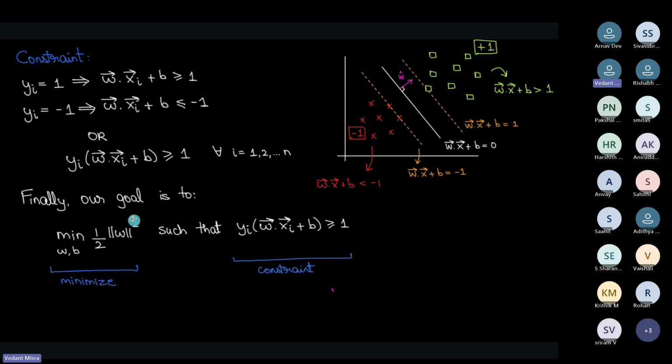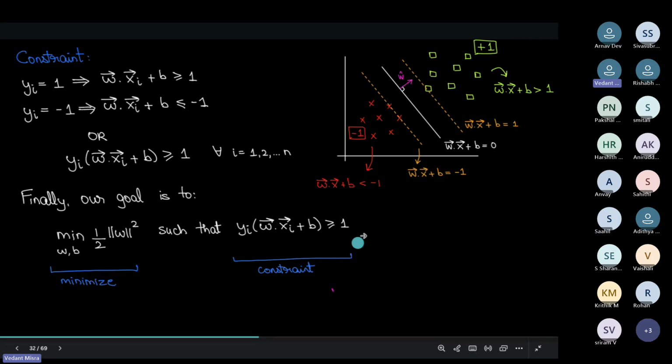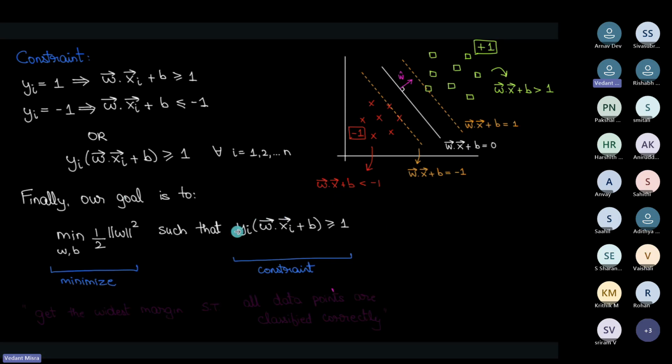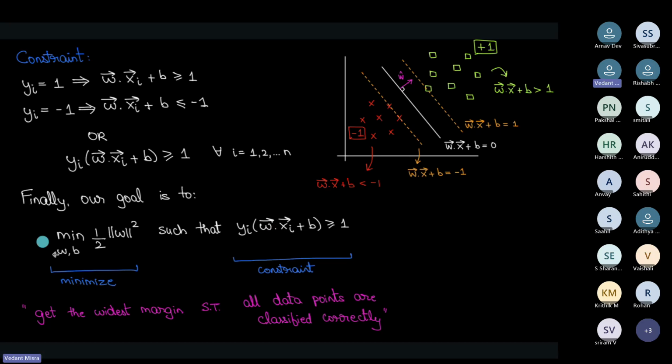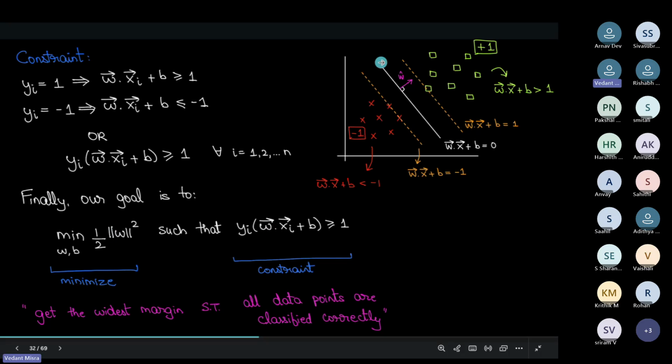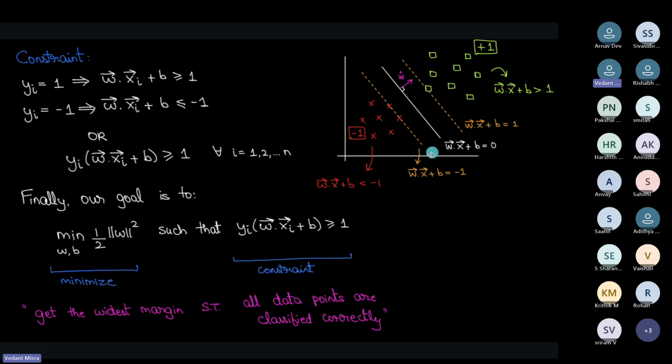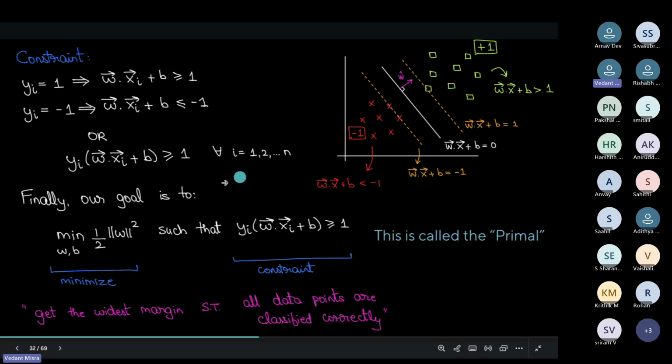This is basically saying you have to get the biggest margin that you can. And this is saying that you have to classify all the points correctly. So get the widest margin such that all data points are classified correctly. This is our optimization task that will help us find the SVM classifier. This form is called the primal.